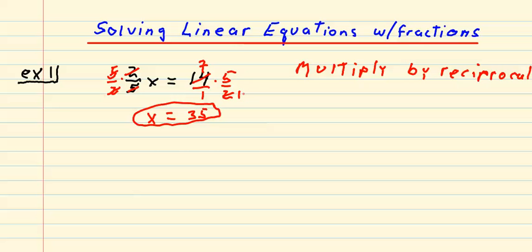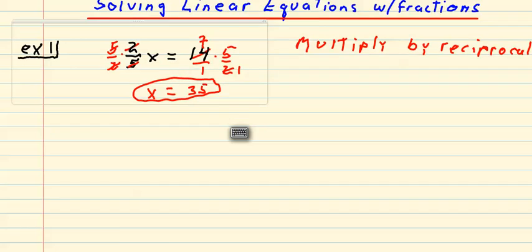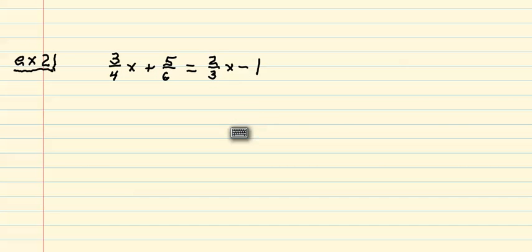multiplying by the reciprocal. Now if there's more terms, then it might get ugly. But when it's an equation in this form, just multiply by the reciprocal. Here's our second example, and this is with multiple fractions.